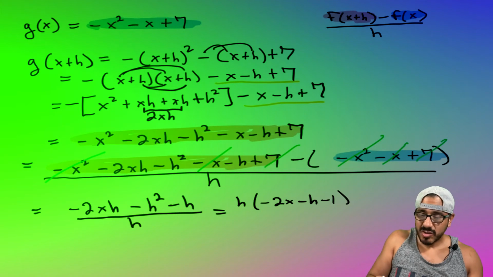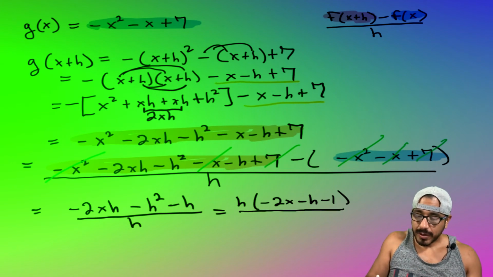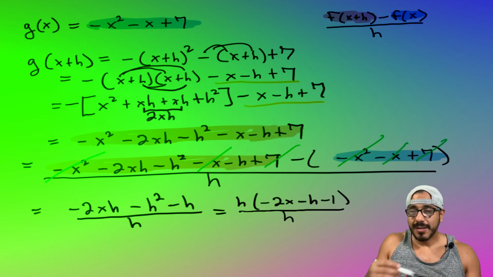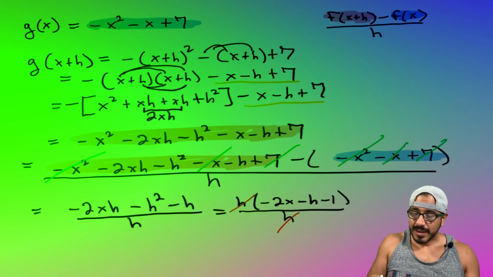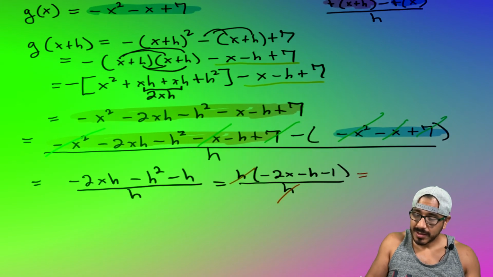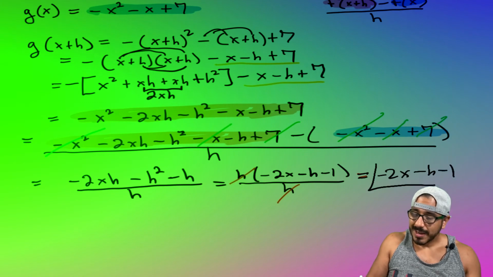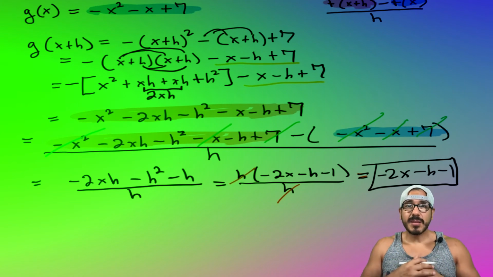And you could always distribute that back in to make sure it gives you what you started with. And that is all over h. And we see, oh nice, these h's cancel out. So there you have it. There's your difference quotient. So our difference quotient is, let's write that in black, -2x minus h minus 1. And there you have it, folks. We have no more like terms, nothing else we could simplify.